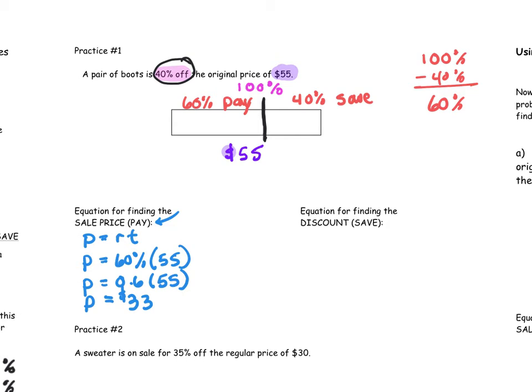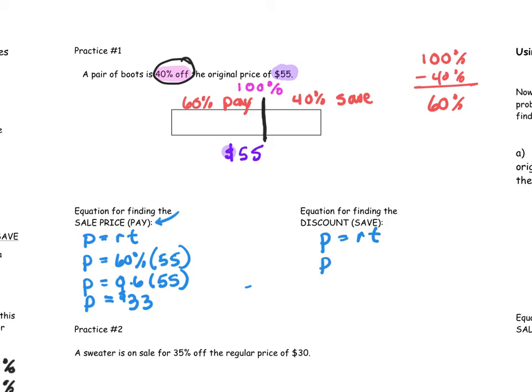So now let's look at the equation that we need if we're going to work with the discount amount. If they ask us, how much money would you save, or how much money would you take off? We're going to start with the same equation. The part equals rate, percentage rate times total.